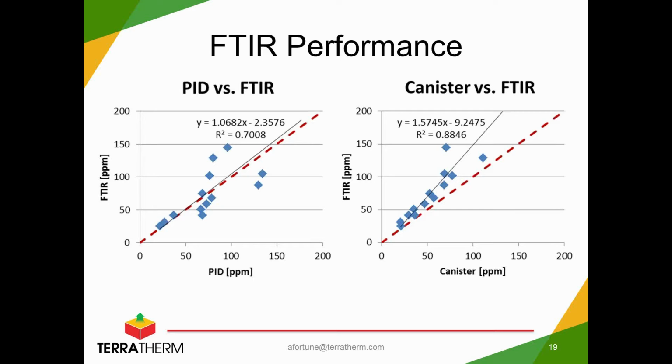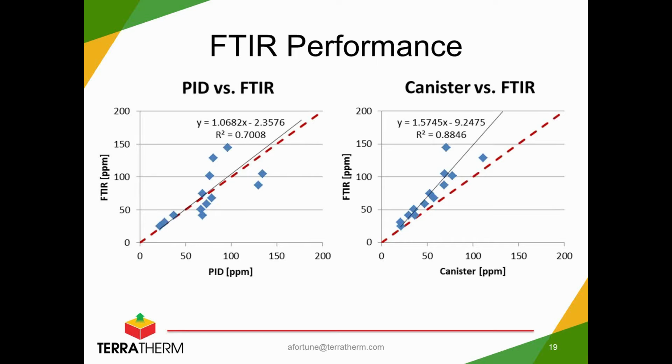The canister versus FTIR data, if we're looking at some of the total hydrocarbons there at the site, I'm sorry, I said total hydrocarbons, I just meant total contaminants at the site, total volatile contaminants at the site. Those matched up very well, in fact, better than the PID. You can see that it's definitely not quite the one-to-one correlation there, especially as we get to the higher concentrations, but up to about 50 ppm or so, we're seeing really good linear comparison there.